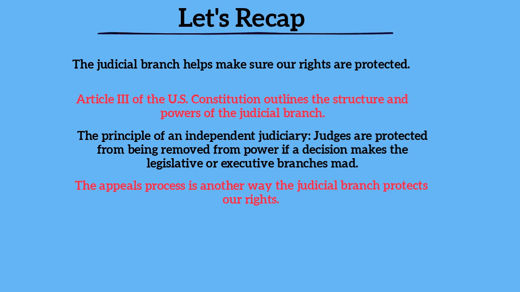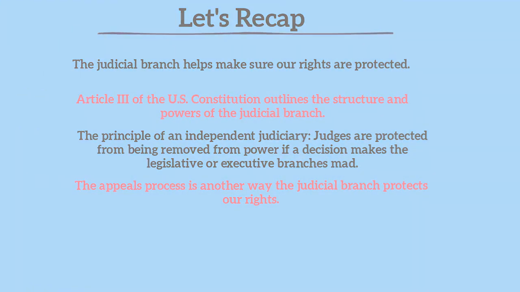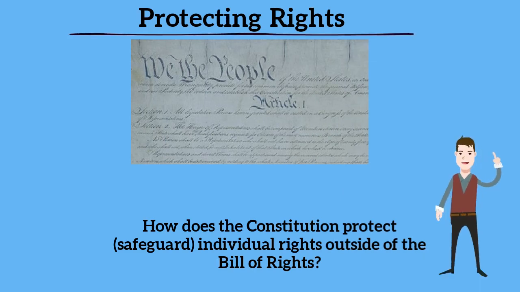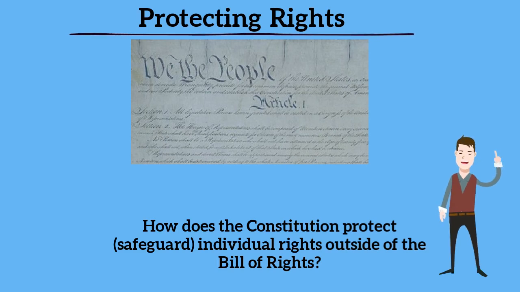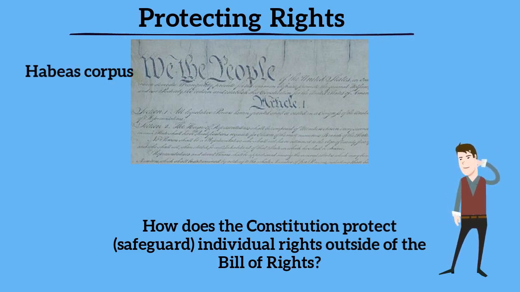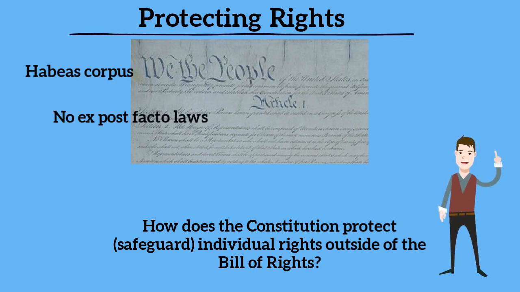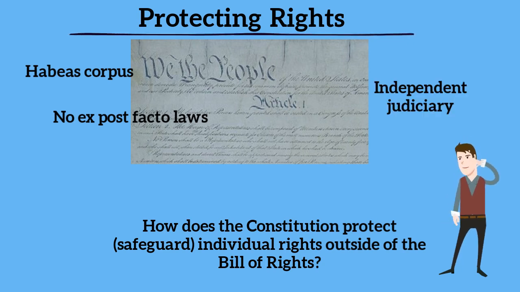We've certainly learned a lot about how the Constitution and the judicial branch safeguard our rights. So to answer that question, how does the Constitution protect or safeguard individual rights outside of the Bill of Rights? We have the idea of habeas corpus, the idea that we shouldn't have any ex post facto laws, and the concept of the independent judiciary. All concepts or ideas we'll find in the Constitution outside of the Bill of Rights.